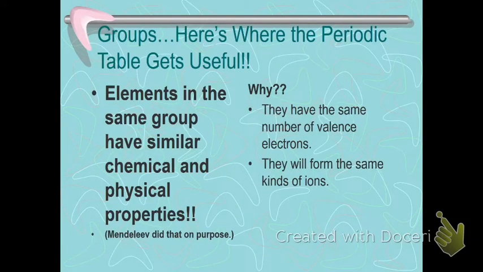So what about the groups of the periodic table? Some of them have names, and they have specific properties, and we're going to talk about that. Remember, the elements in the same group have similar chemical properties. The reason is that they have the same number of valence electrons and they will form the same kind of ions. But really, number 2 depends on number 1. So the main reason is that they have the same number of valence electrons, so they behave very similarly.